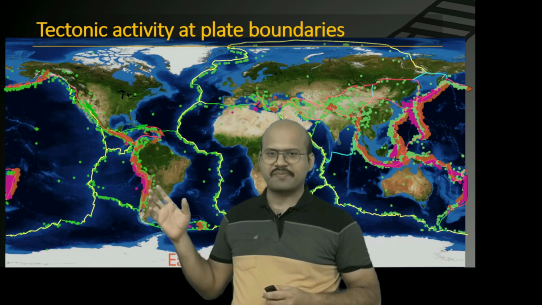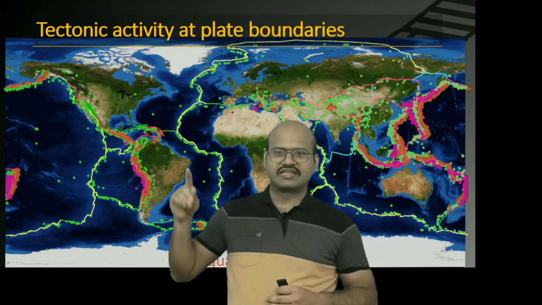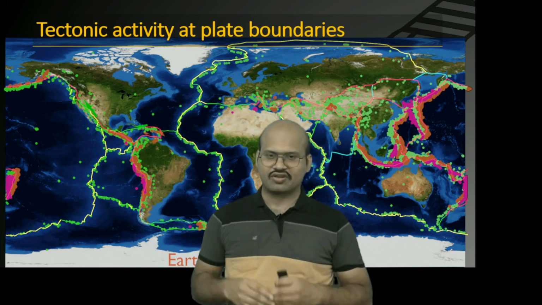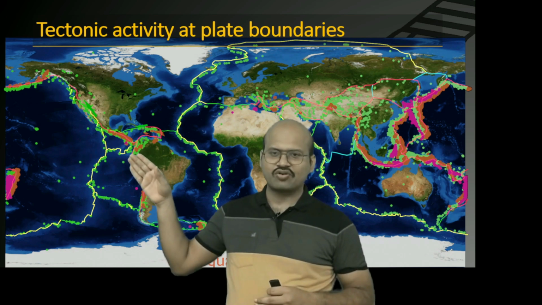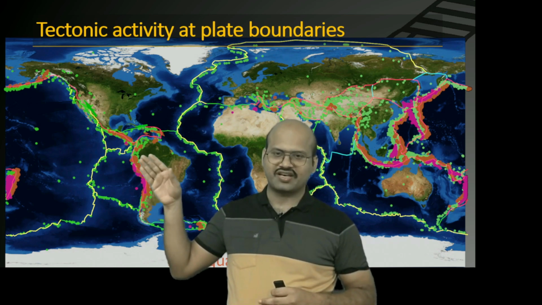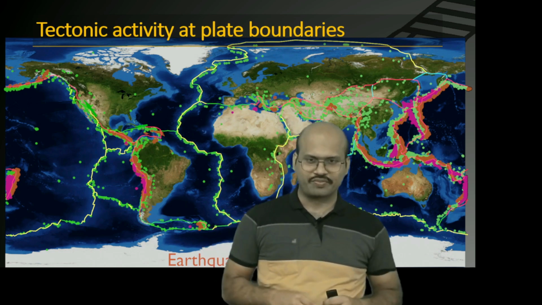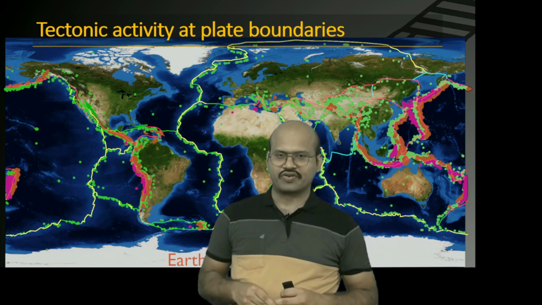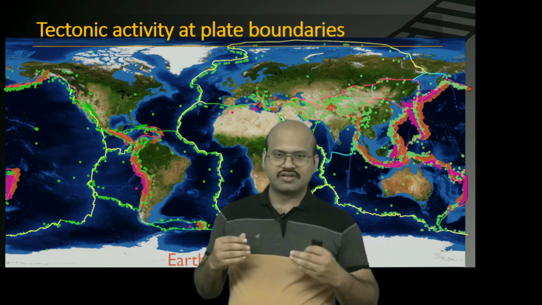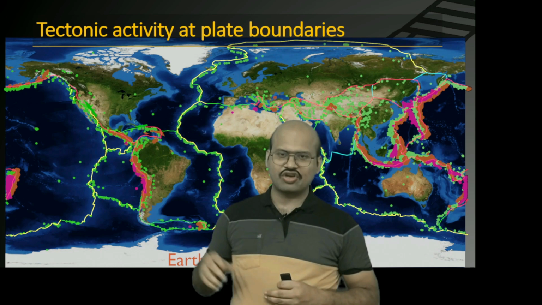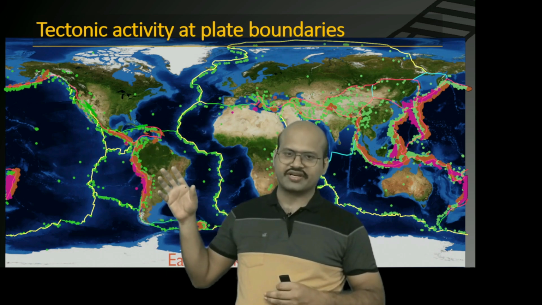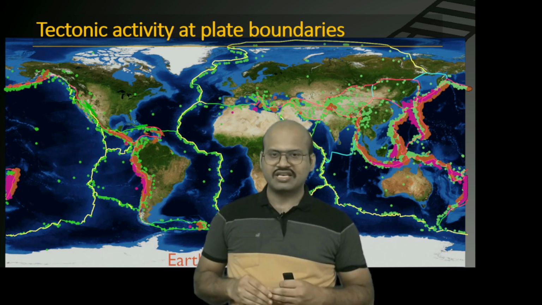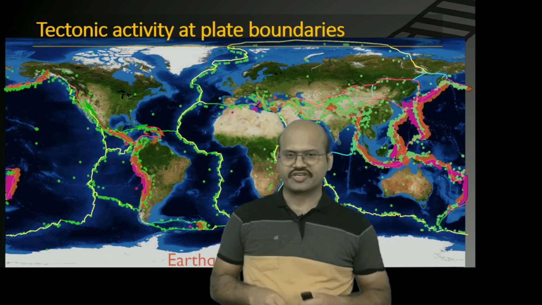Here we have plotted a map of earthquakes occurring around the world. The green dots indicate the shallow earthquakes, that is earthquakes occurring at less than 70 km. The brown dots indicate intermediate earthquakes, that is earthquakes occurring from 70 to 300 km depth. And the pink dots indicate deep-seated earthquakes, that is earthquakes occurring at a depth of 300 km or more. Now you can see all these earthquakes are concentrated on the plate boundaries. So we can see that plate boundary is definitely the biggest cause of earthquakes in the world.